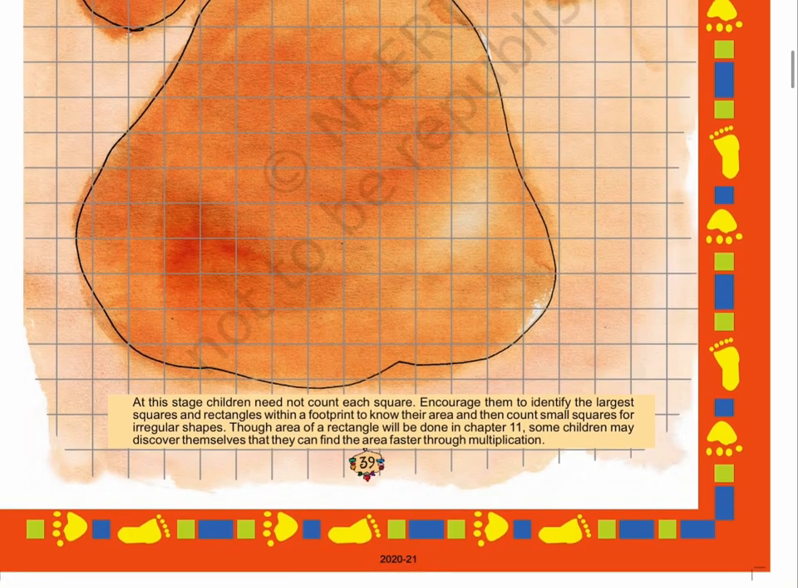For the teacher, at this stage, children need not count each square. Encourage them to identify the largest squares and rectangles within a footprint to know their area, and then count small squares for irregular shapes. Though area of a rectangle will be done in Chapter 11, some children may discover themselves that they can find the area faster through multiplication.